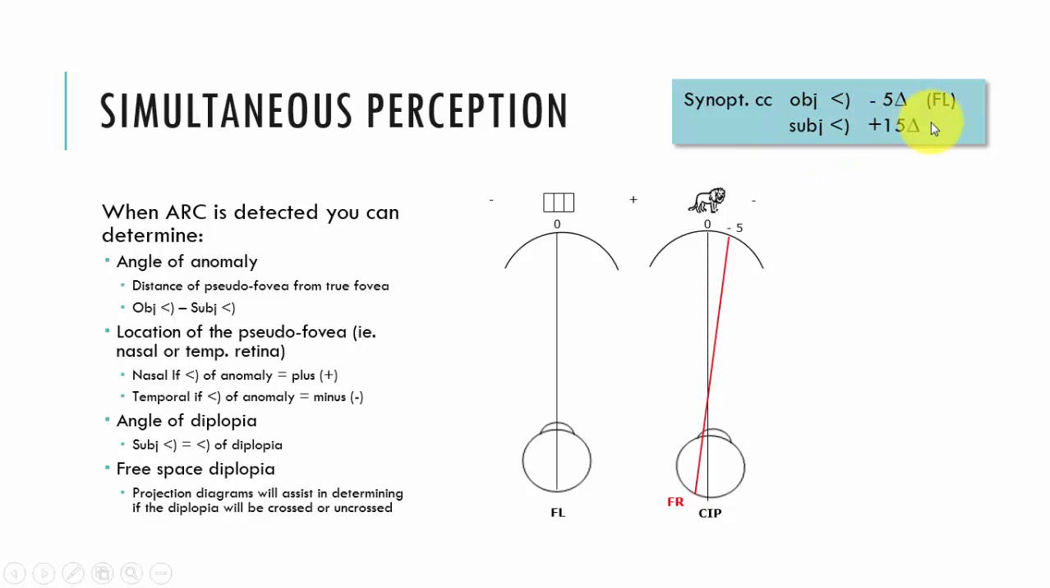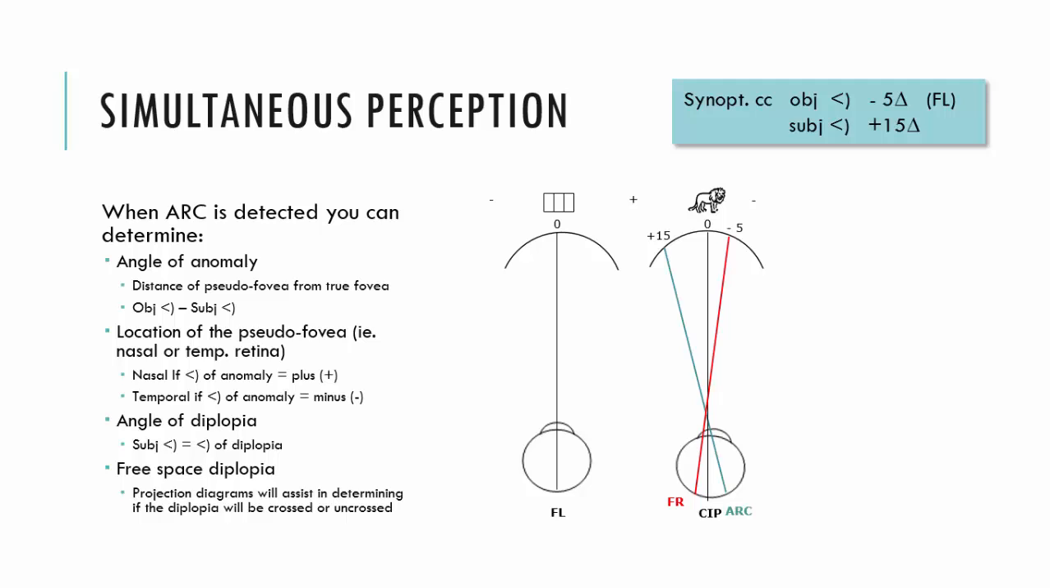Now the subjective angle is 15. Let's draw that. And we'll see that we're now in the plus region. We take the line from 15 prism diopters, draw it onto the retina here, and label this as abnormal retinal correspondence. This is where the pseudofovea is located. This is where the patient is telling me the pseudofovea lies.